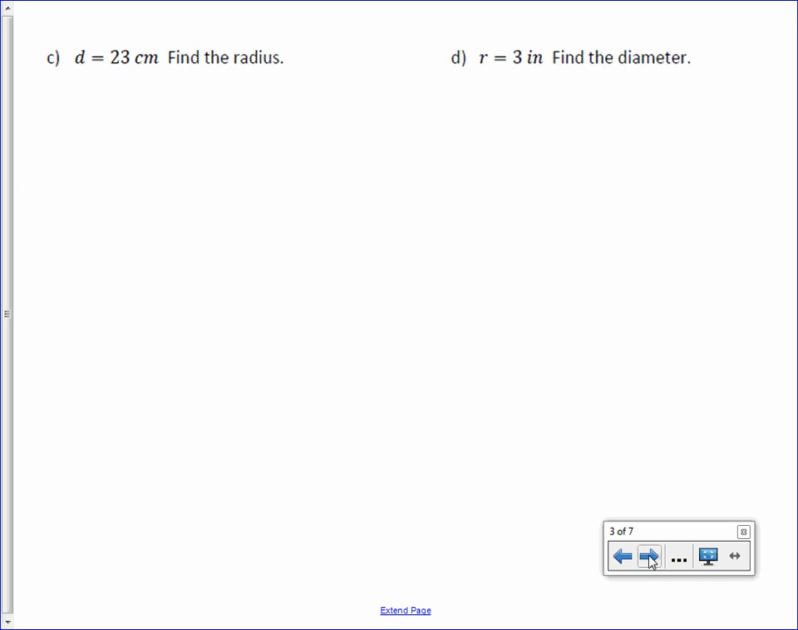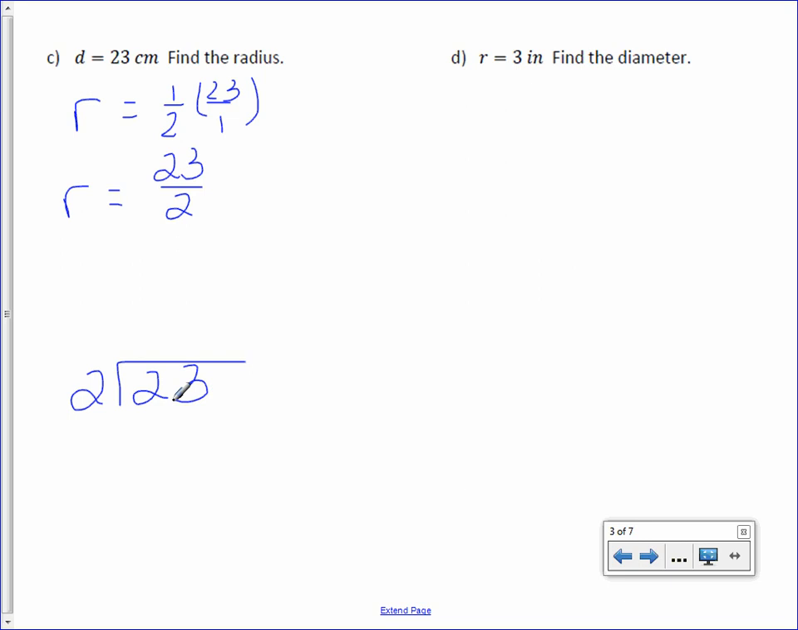Letter C. D equals 23 centimeters. Find the radius. Radius equals 1/2 times 23, which of course we'll put over 1. Radius equals 23 over 2, just multiplying the numerators, multiplying the denominators. And of course fractions are division, so let's do the division.